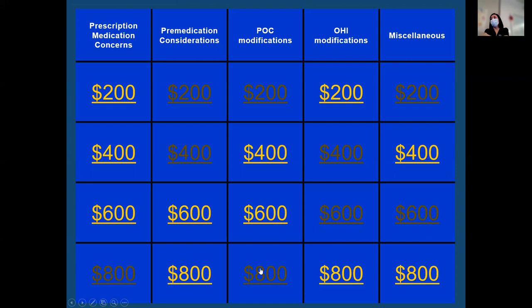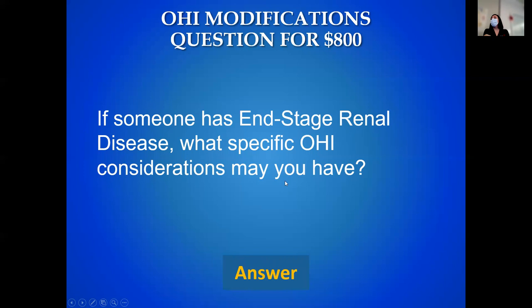Okay, OHI. If someone has end-stage renal disease, what specific OHI considerations may you have to consider for someone in end-stage renal? It's important to keep meticulous OHI. Something about their diet. Something about their diet with renal.